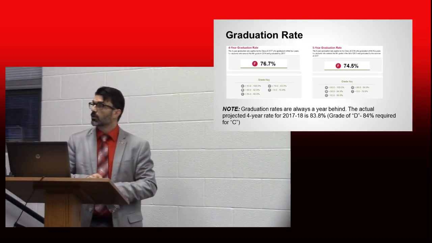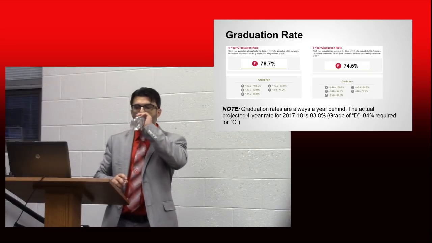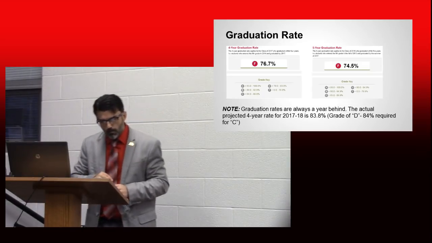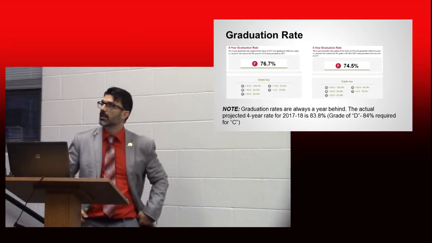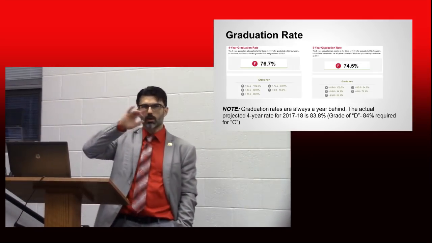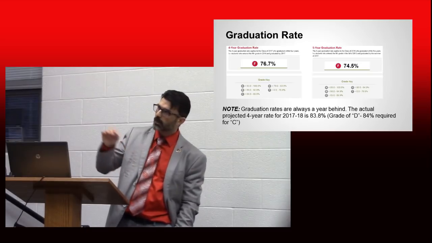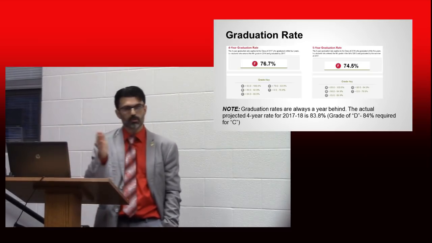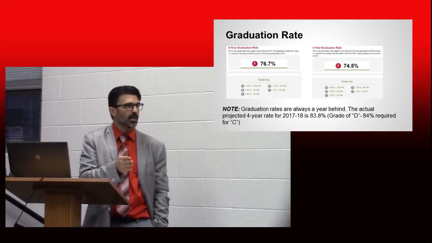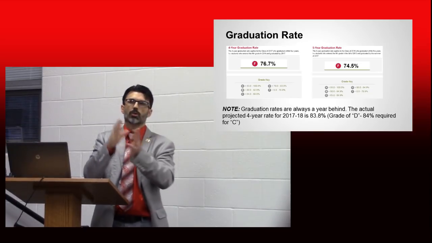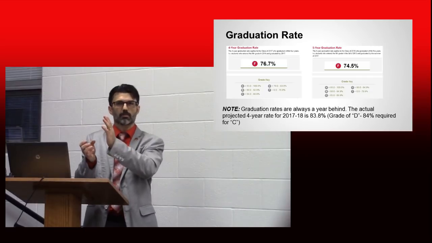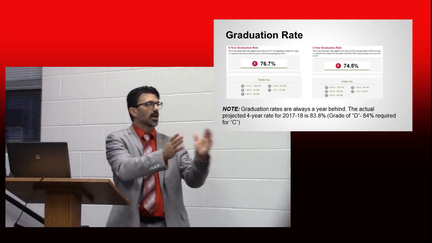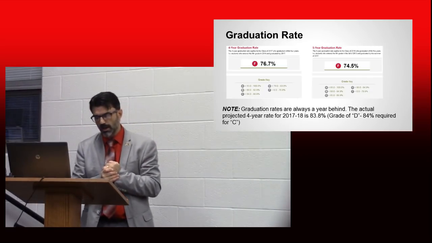The next input into the report card is graduation rate. Something that's important to understand is that graduation rate on the report card is always a year behind. So these graduation rates are actually from 2016-2017. The reason for that is all the report card information is processed before the final graduation numbers come out for that same year. So graduation is always a year behind.